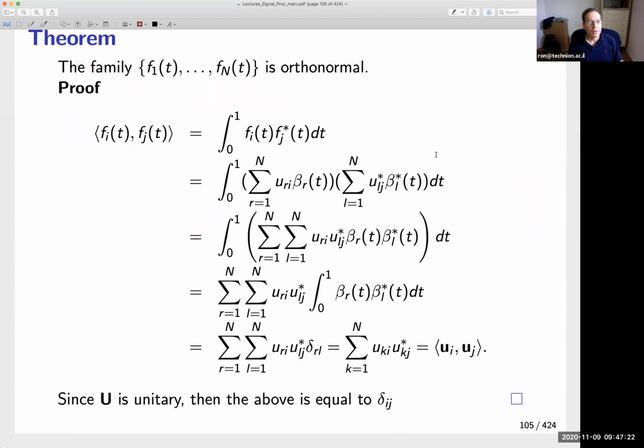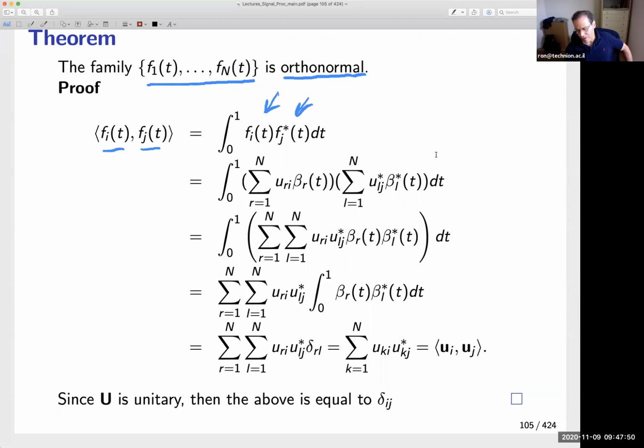So what is the theorem that we would like to prove here? What we would prove is that the new set of functions that we have just constructed are also orthonormal. Let's prove it. It's not a big deal. This is the inner product between Fi and Fj, and we write it explicitly. So this would be the Fi times the conjugate Fj.